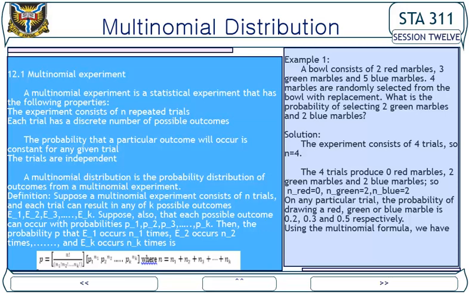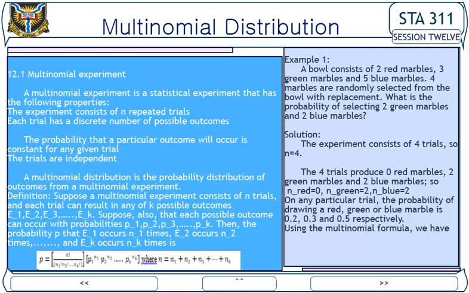Example 1. A bowl consists of 2 red marbles, 3 green marbles, and 5 blue marbles. 4 marbles are randomly selected from the bowl with replacement. What is the probability of selecting 2 green marbles and 2 blue marbles? Solution. The experiment consists of 4 trials, so n is equal to 4.